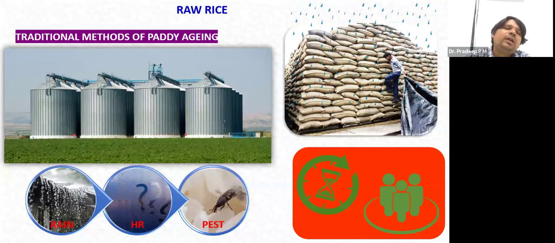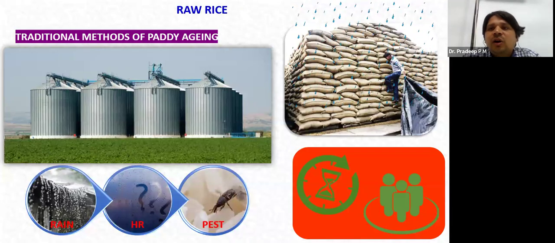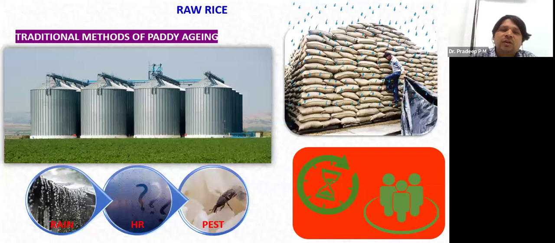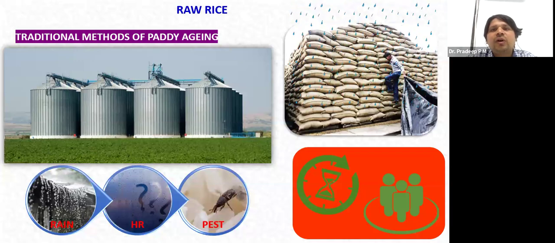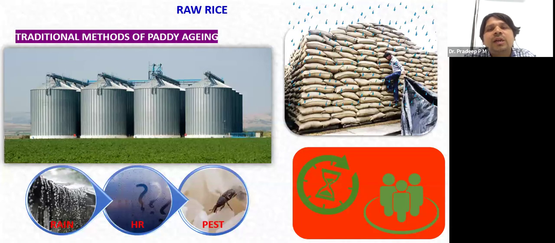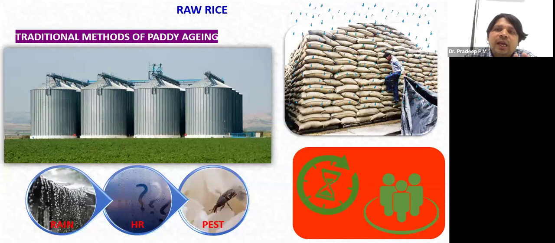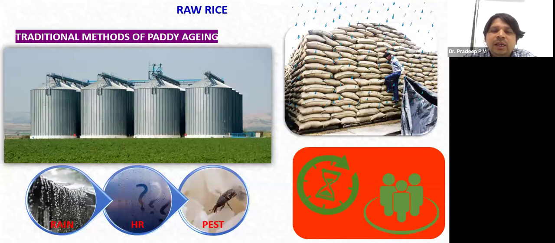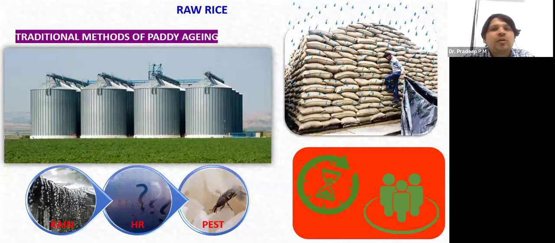So what we are doing is we can overcome this traditional or conventional method with the advanced technology where we can go for super aging. That means instead of waiting for 6 months to 1 year, what we can do is we can do a treatment where we can convert this freshly harvested paddy into 1 year old paddy in matter of 24 hours.